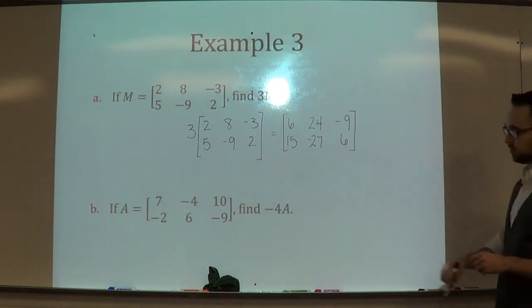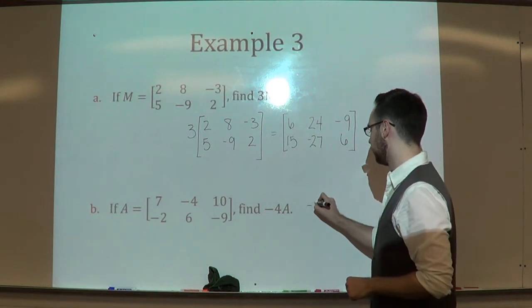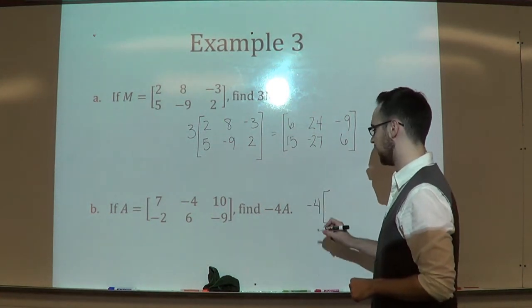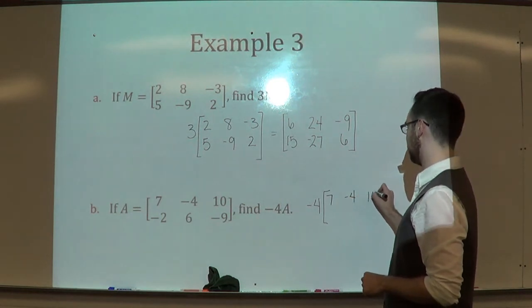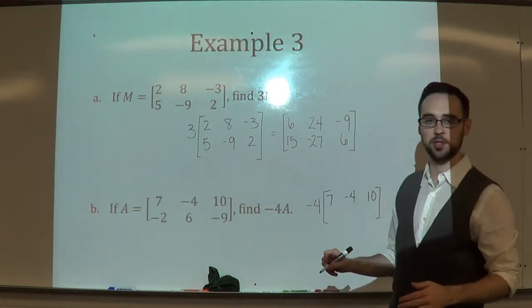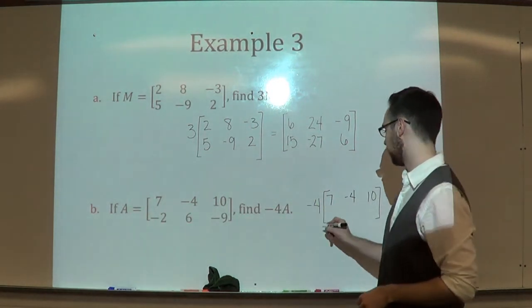Now we can also do it with a negative. That doesn't change anything. Scalars can be both positive and negative. So this means we're taking a negative 4 times that whole matrix. And both of these matrices happen to be 2 by 3s. There's no stipulations on dimensions. You can have any big or small matrix to do scalar multiplication here.